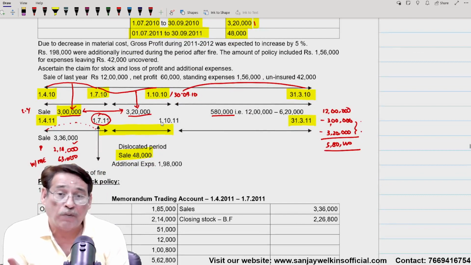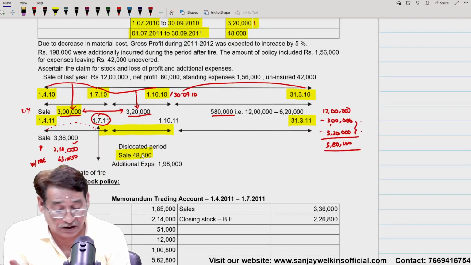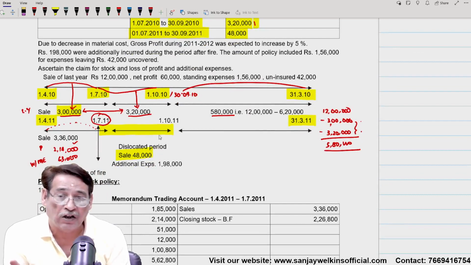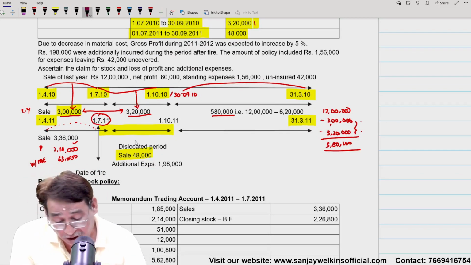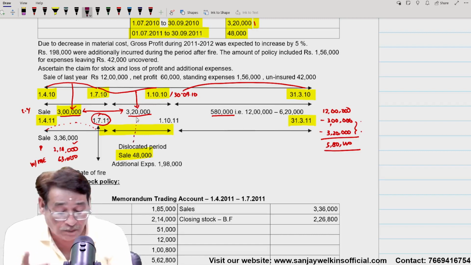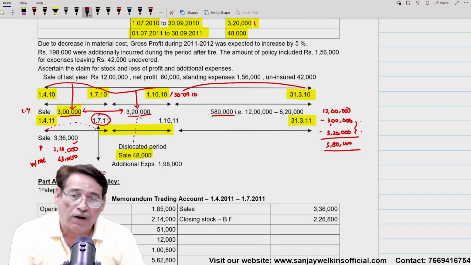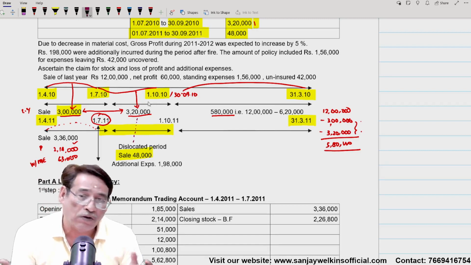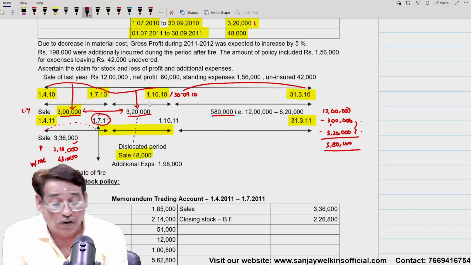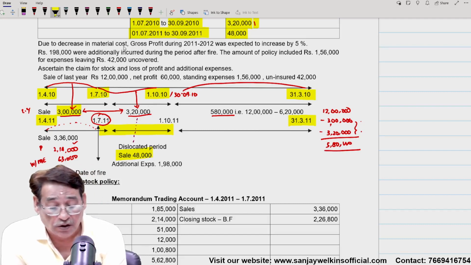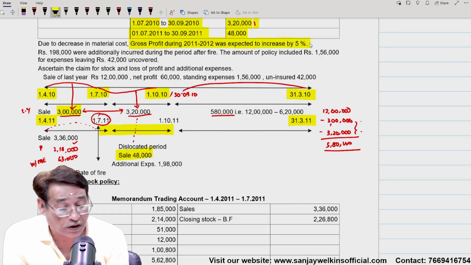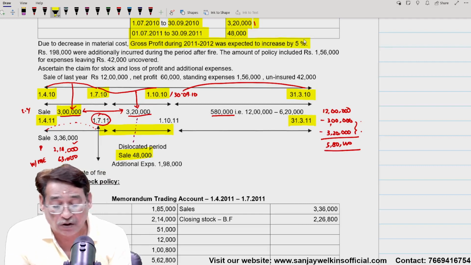Sale is equal to 48,000 in this period, and this is what we call actual sale in the disturbed period. And in the same period, sales in the previous year is equal to 320. That means this corresponding period sale is also given to you in this question. Further, it is stated, similar to the last one, due to decrease in material cost, gross profit during 2011 was expected to increase by 5%. Only the increasing trend of gross profit is given.